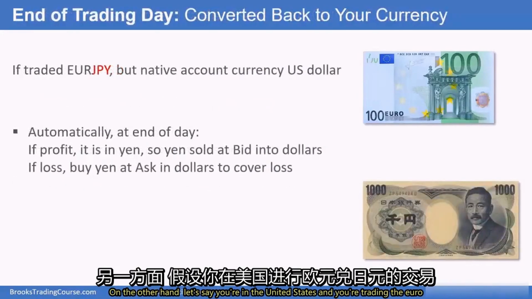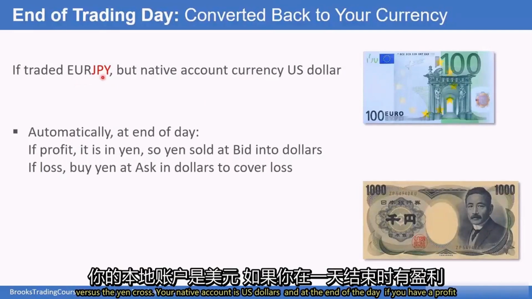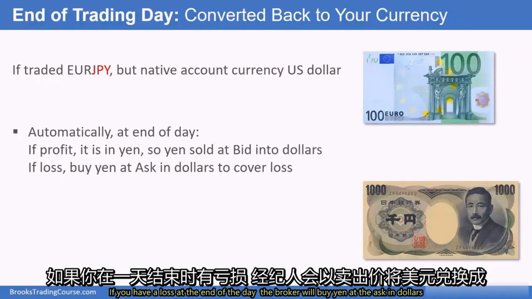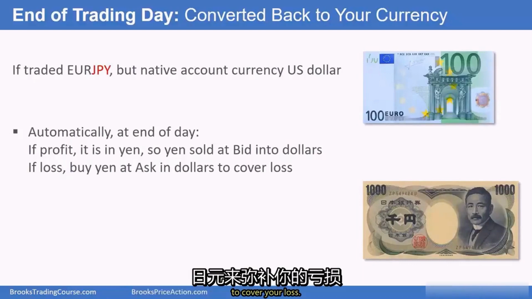On the other hand, let's say you're in the United States and you're trading the euro versus the yen cross. Your native account is US dollars. And at the end of the day, if you have a profit, it's in yen. Your broker will sell the yen at the bid into dollars. If you have a loss at the end of the day, the broker will buy yen at the ask in dollars to cover your loss.